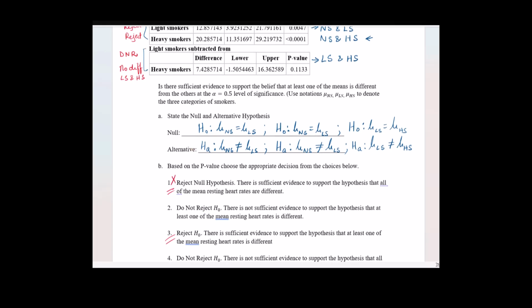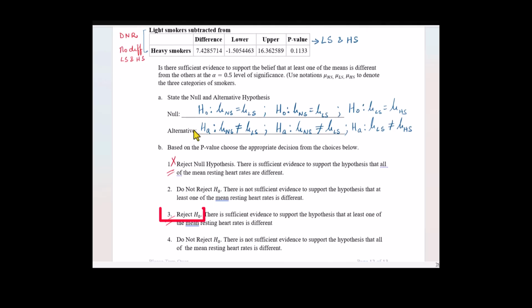So we are now left with number 3, which is reject null hypothesis. Let's go through it. It says there is sufficient evidence to support the hypothesis that at least one of the mean resting heart rates is different, which is correct. We have actually 2 heart rates that are different between light smokers and non-smokers and heavy smokers and non-smokers. So our choice should be number 3, right?